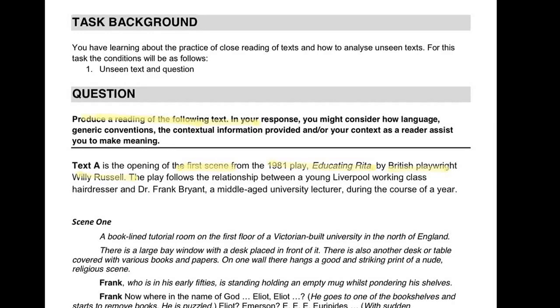The information we're then given is that this is about the relationship between a young Liverpool working class hairdresser and Dr. Frank Bryant, a middle-aged university lecturer during the course of a year. So already, just from contextual information, we can get a sense for the kind of story this would be. We're already seeing a difference in class between the two people, so we can infer here that this is a play that's going to be about social class.